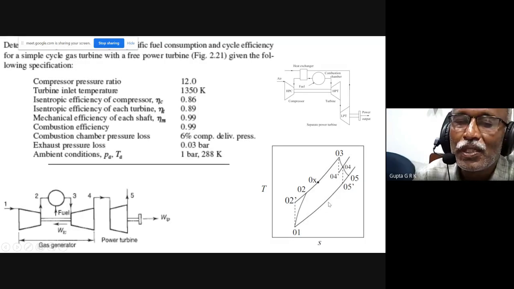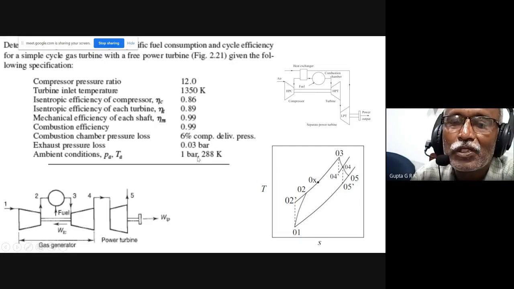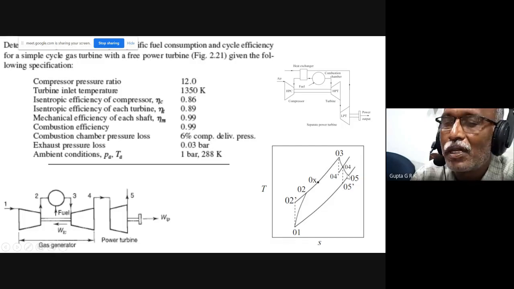This is not shown here, but there is an exhaust pressure loss of 0.03. It means I cannot expand it to 1 bar, which is actually atmospheric pressure. I can expand only up to 1.03 bar. So P04 is known, P05 is known, so the pressure ratio is known.